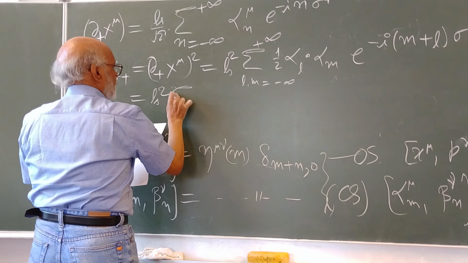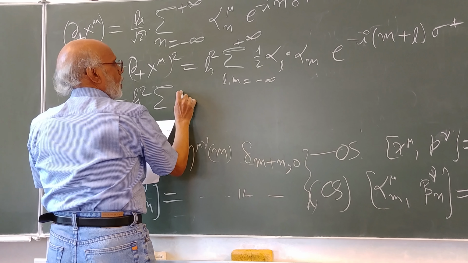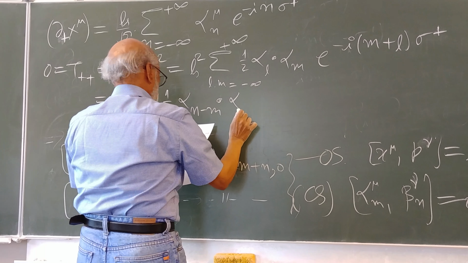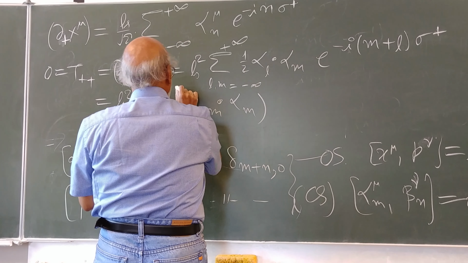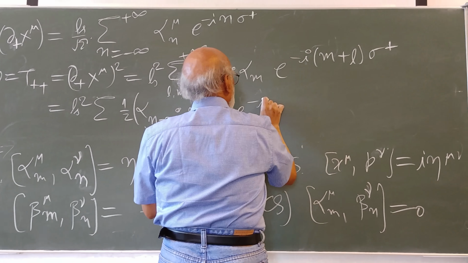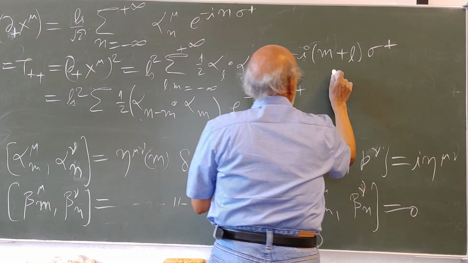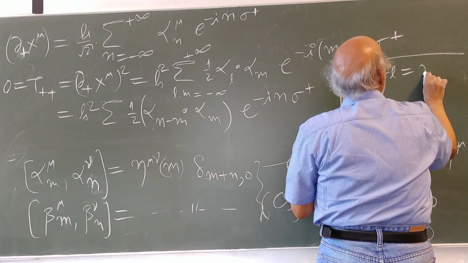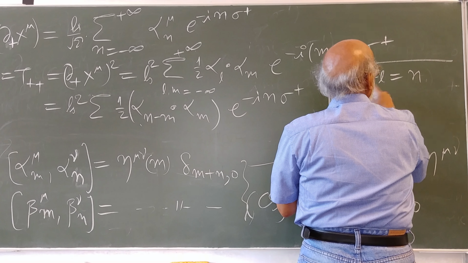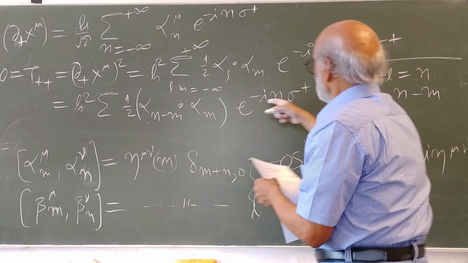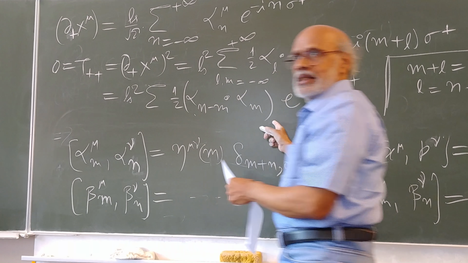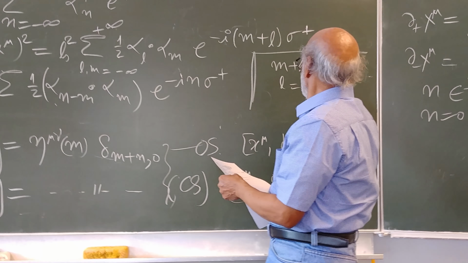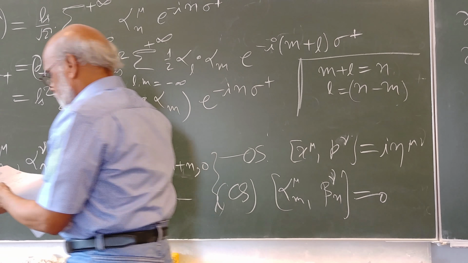Okay. So the scalar product of these two could be written as Ls square summation of 1/2 alpha n minus m and alpha m times e to the power minus in sigma plus. So what we are doing, m plus l, we put it equal to n, then l is equal to n minus m. So you can replace l by n minus m. Okay, this is what we have done.